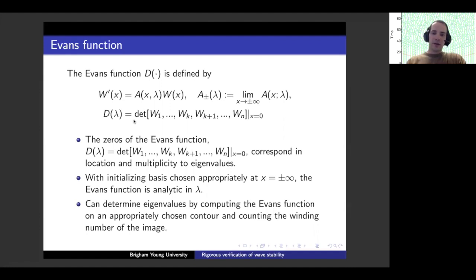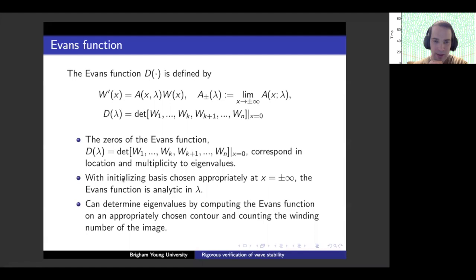So then instead of trying to find D of lambda equals 0, we use some method to bound the modulus of admissible unstable eigenvalues. We compute the Evans function on a contour that encloses that bounded region. And if that winding computation is 0, if the winding number is 0, then there were no eigenvalues and the wave is spectrally stable, hence nonlinearly orbitally stable.